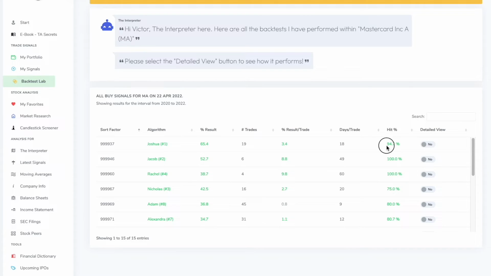And here we see the accuracy of this algo. Now, since 2020, Joshua gave us 19 buy signals for MasterCard, and nearly 95% of these signals put us at a profit, which means we had 18 profits and only 1 loss within this period. So yes, we do want to check out this specific algo and its latest buy signals for MasterCard. So I'm going to click right here.